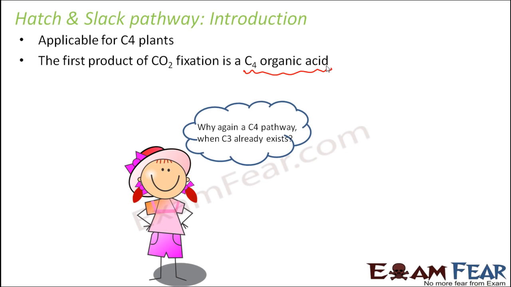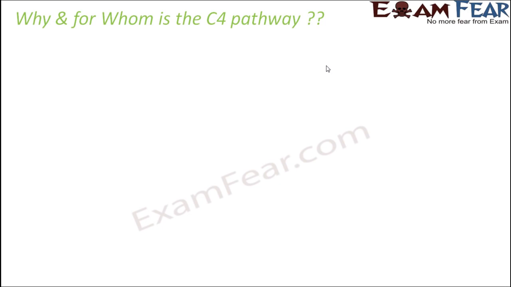Now the question is, why is a C4 pathway required when a C3 pathway already exists? That is a very logical question. When I am saying that the C3 pathway exists for all types of photosynthetic plants, why do we at all need another type of pathway when all the photosynthetic plants can synthesize sugar using the C3 cycle? Right? A quite valid question. So let us see why. Why and for whom is the C4 pathway?